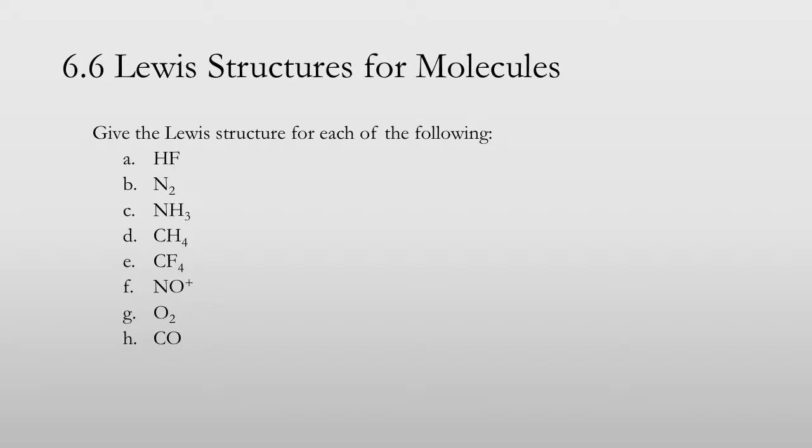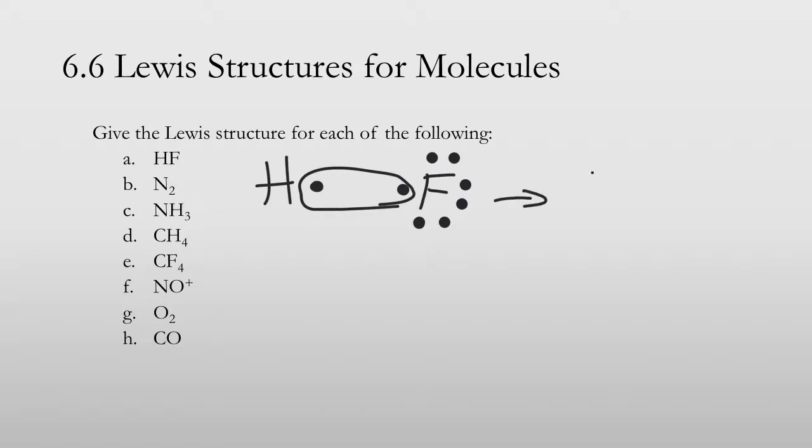So hydrogen is in group 1A. It has 1 valence electron, so its dot structure has 1 dot. Fluorine is in group 7A, so it's going to have 7 dots. These 2 electrons are going to be shared between each other, and you're going to form HF. Just like that.